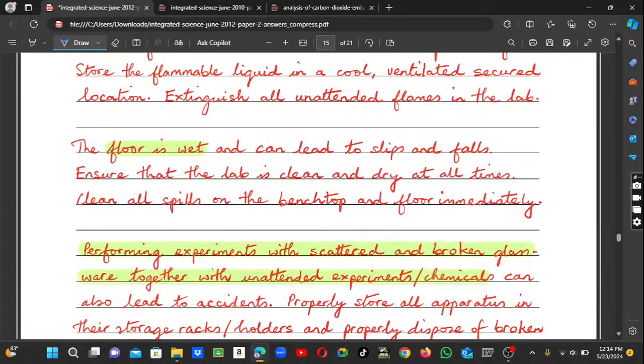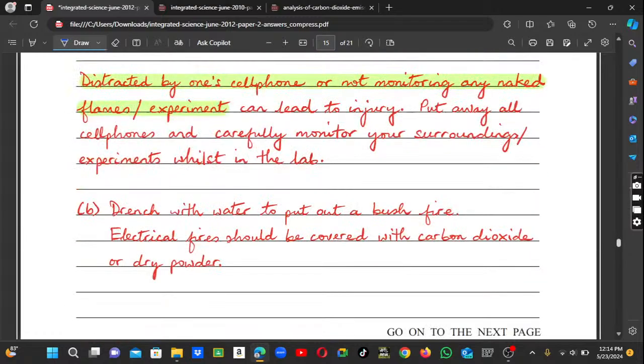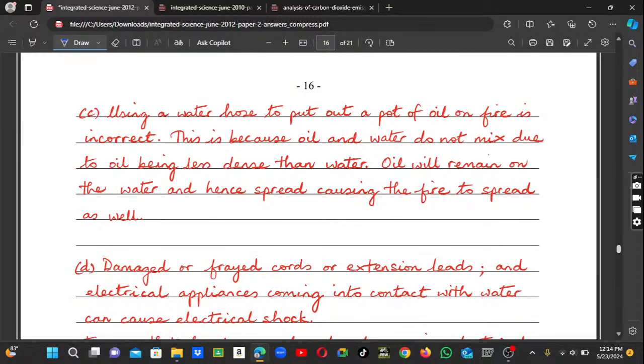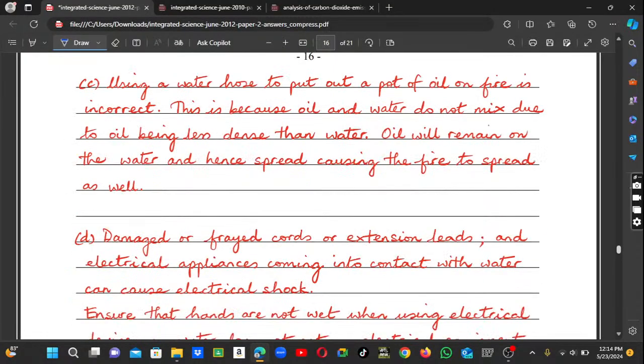Alright, so another one would be, let me see here. So these would be the precautions now. We are talking about using a water hose to put out a pot of oil on fire, which is incorrect. This is because oil and water do not mix. Oil is less dense than water, so oil will remain on the water and therefore it would spread, causing the fire to spread as well.